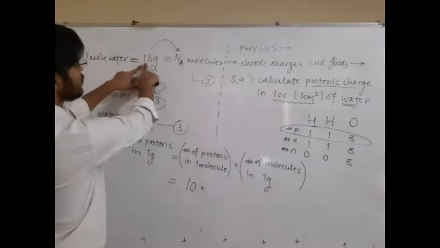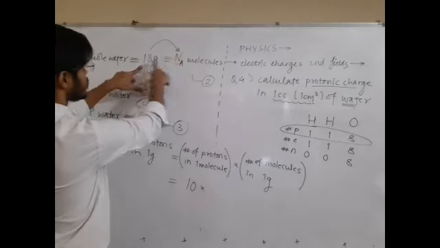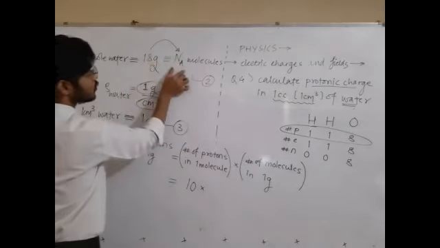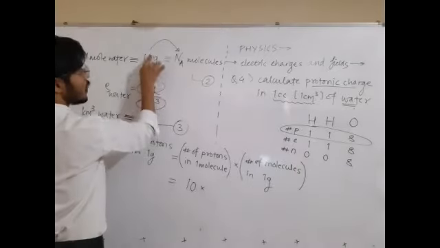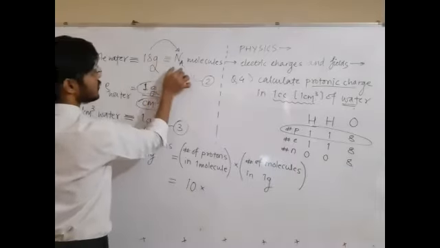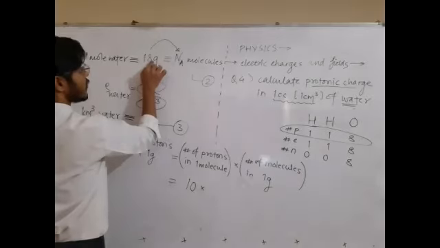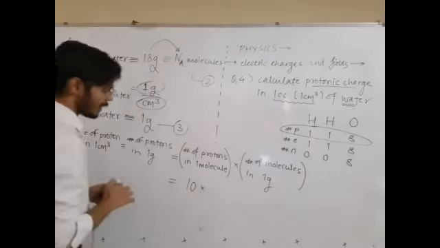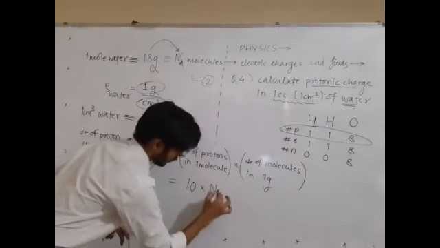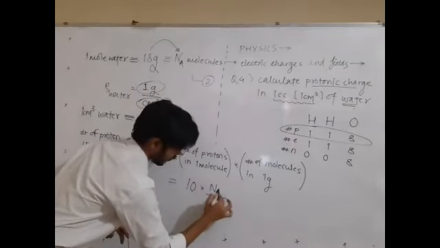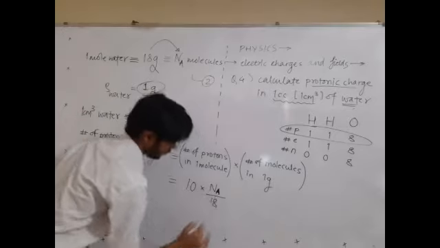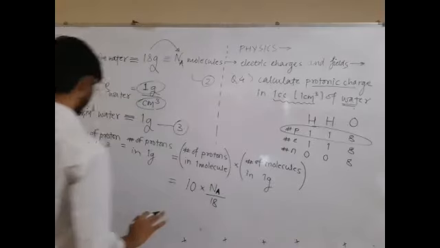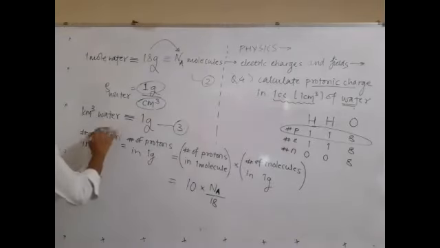Sir, 18 gram means Avogadro number molecules. Now make this 18 go to the right hand side, so it will become 1 gram. 1 gram water is equivalent to Avogadro number upon 18 molecules. Avogadro number upon 18 will give you the number of molecules in 1 gram. In this way you will get the number of protons in 1 cm cube.